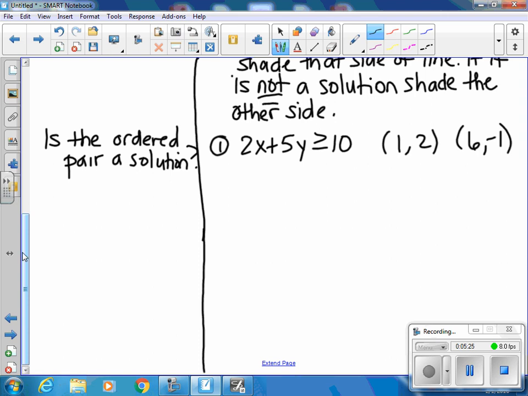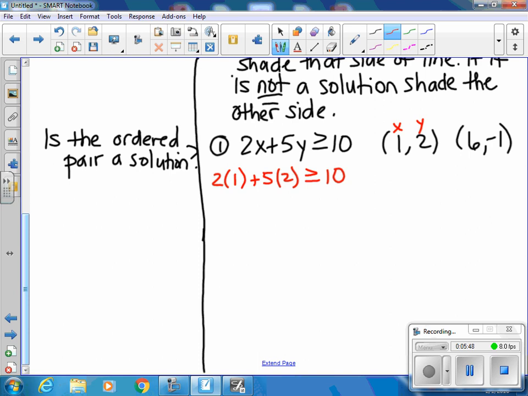Right? And because I'm asking you to test out two separate ordered pairs, you should have two separate answers. You have to do each one separately and then answer each one separately. So let's take the first one. And it's as simple as plugging in your x value and your y value into the inequality. Right? So if I plug in x is 1, y is 2, this is 2 times 1 plus 5 times 2, and we want it to be greater than or equal to 10.